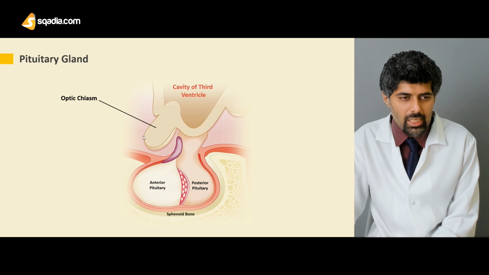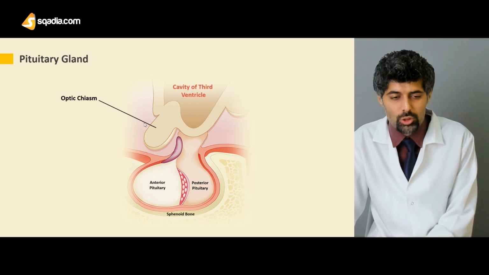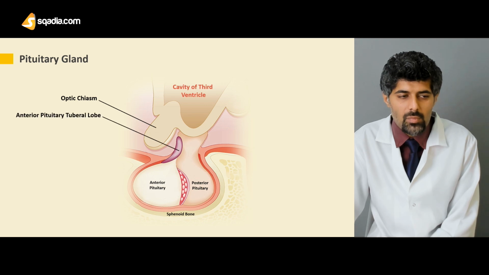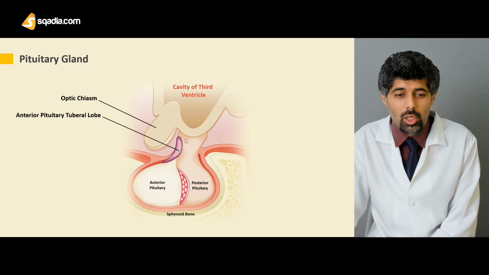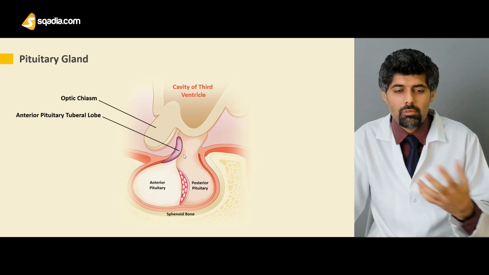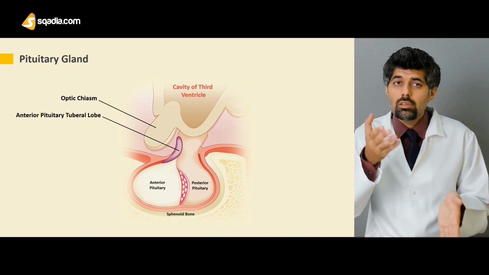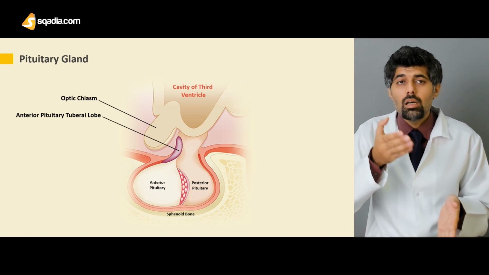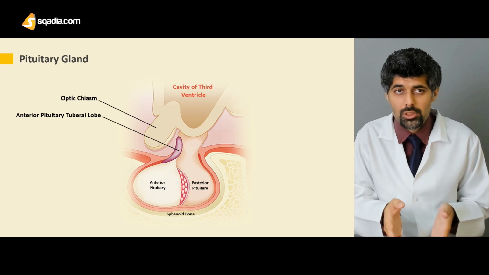So this again is the optic chiasm, where both of the optic nerves cross each other. This is the anterior pituitary tuberal lobe. Now this is an area where the anterior pituitary gland moves superiorly along the infundibulum towards the hypothalamus.